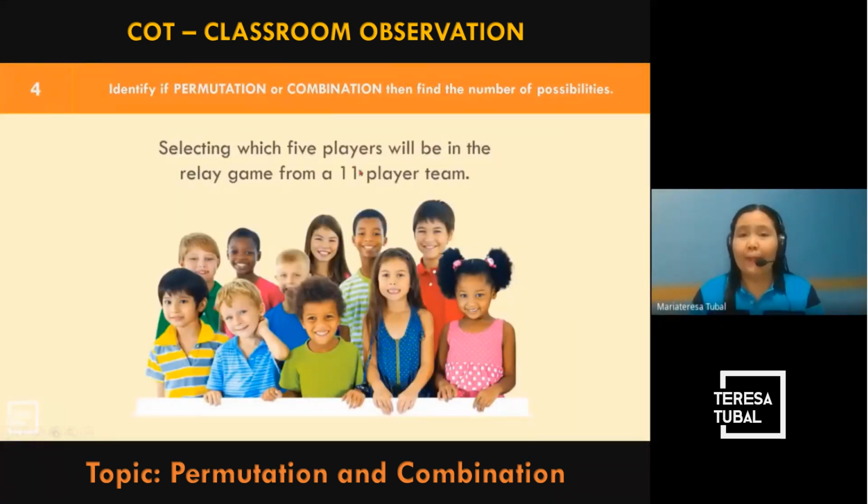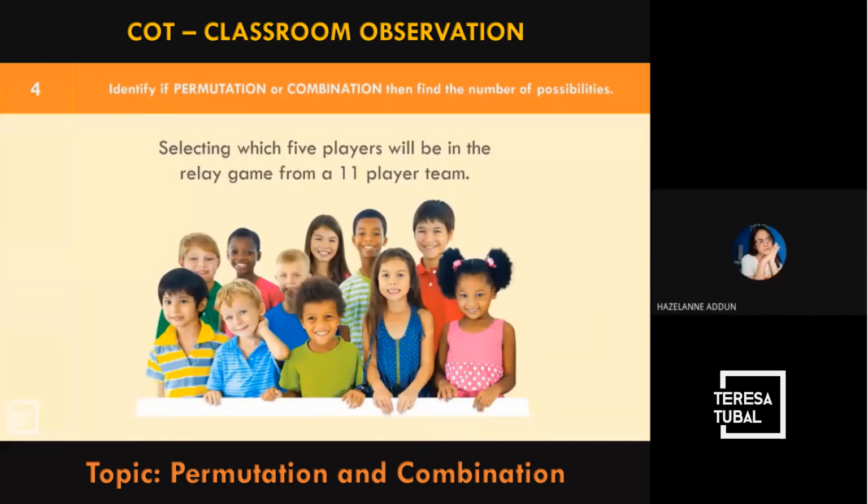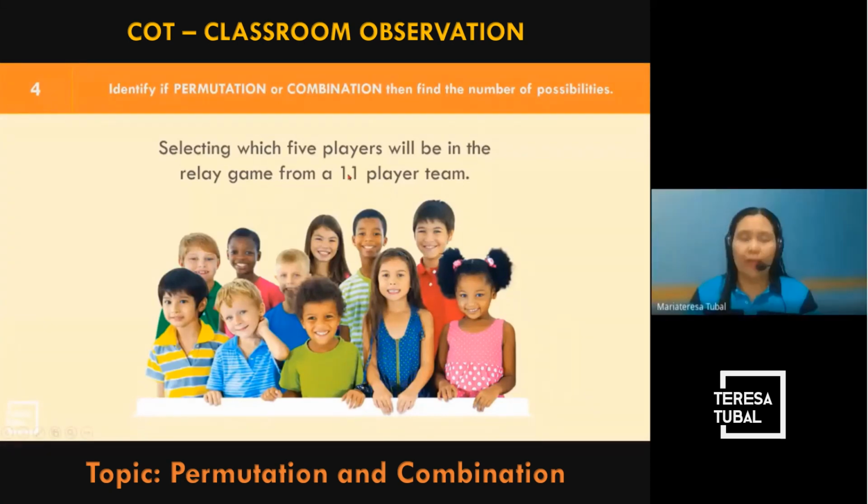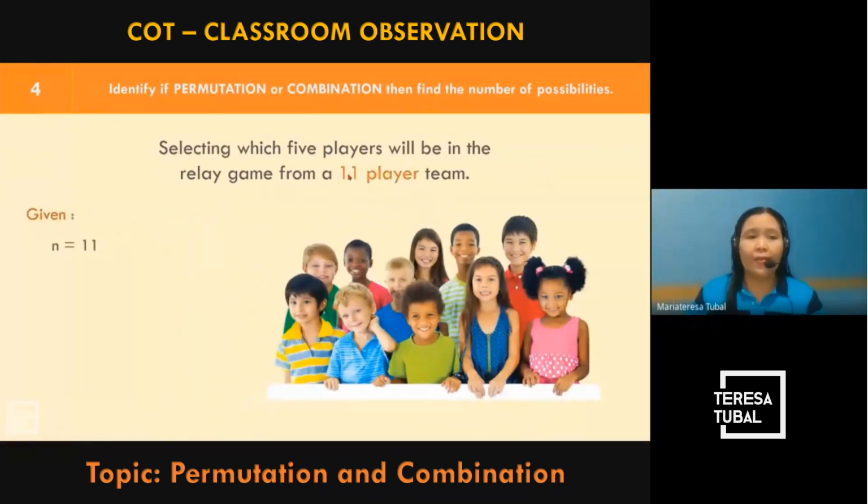Selecting which 5 players will be in the relay game from an 11-player team. So, imagine niyo, naglalaro na tayo ngayon. So, what do you think is the value of N and then R? Hazel, are you raising your hand? Yes, Hazel. What is N? 11 po. 11. And R is 5. Okay, very good. So N is equal to 11, and then R is equal to 5. So let us see, is this problem a permutation or combination?